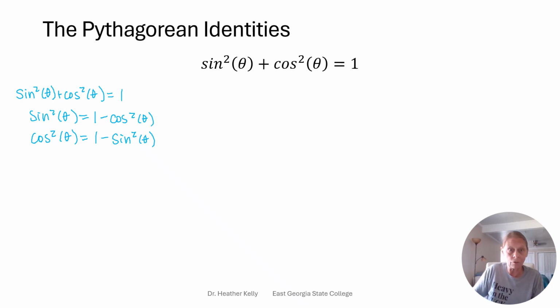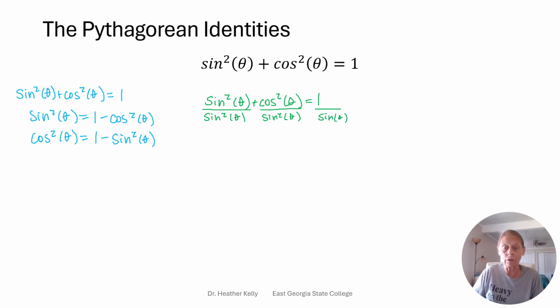Well, we can take our original identity, sine squared theta plus cosine squared theta equals 1, and we can divide through by sine squared theta on all of them. Remember, if we do it to all of the pieces in the equation, we have not changed the integrity of the equation. So this is going to give us now 1 plus cotan squared theta is equal to cosecant squared theta. And from this identity, we can get two other ways to write it.